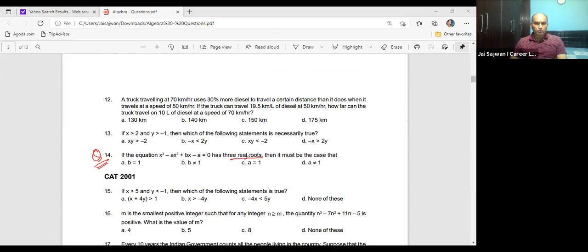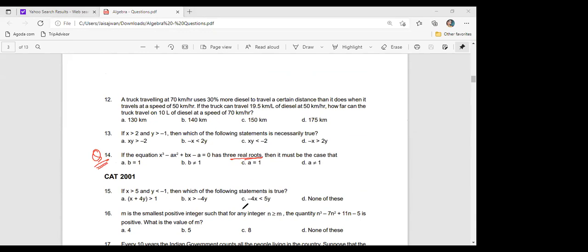They have 3 real roots. This equation, a cubic equation, must be the case. When will they have 3 real roots?